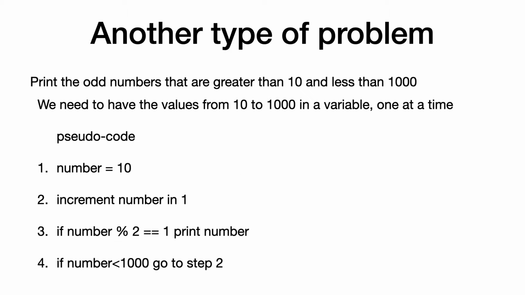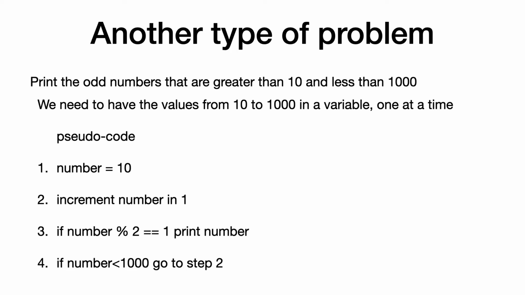So let's see in pseudocode how we can do that. First we assign the value 10 to the variable number. Then we increment the number by 1, because if you see the problem, it says that they are greater than 10. So 10 is not greater than 10. We must make sure that the first value that we analyze is 11. Now the conditional: if the remainder of the division of the number by 2 is equal to 1, then the number is odd. Then we print the number.